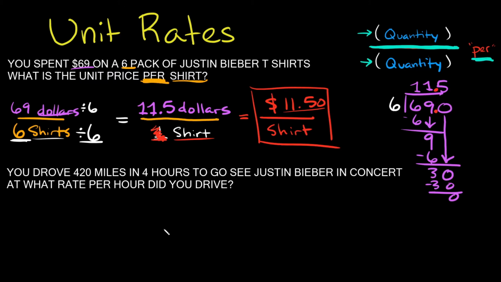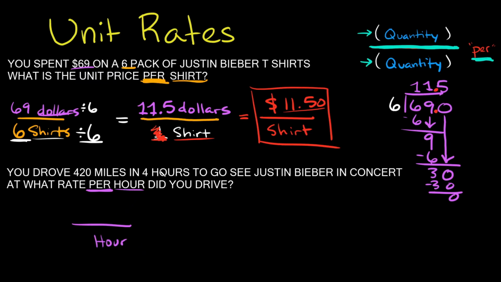Let's just do one more example real quick. So down here it says, you drove 420 miles in 4 hours to go see Justin Bieber in concert. And then the question is, at what rate per hour did you drive? Well, again, all you have to notice is your keyword right here, per, right? So that means fraction bar, and then the word that's after it, hour, goes in the bottom.